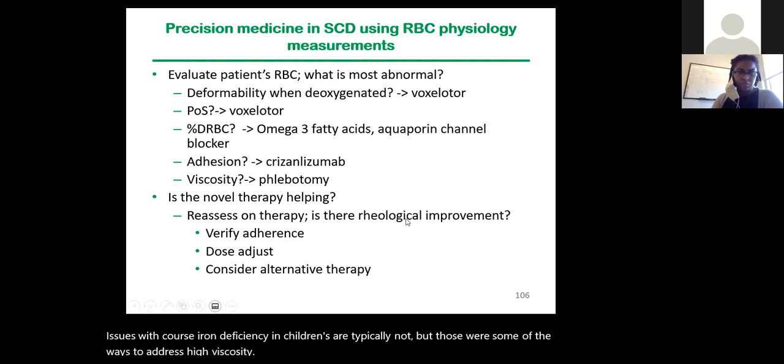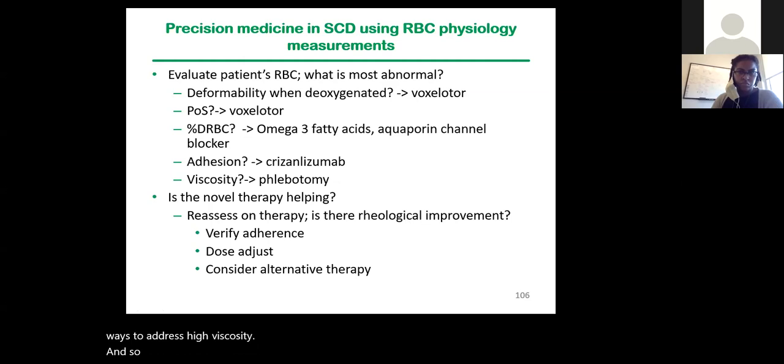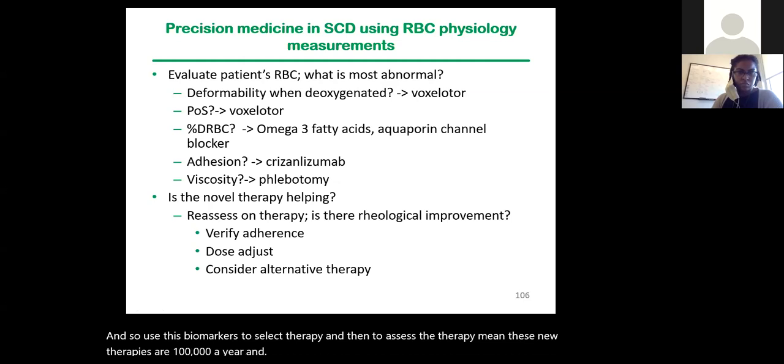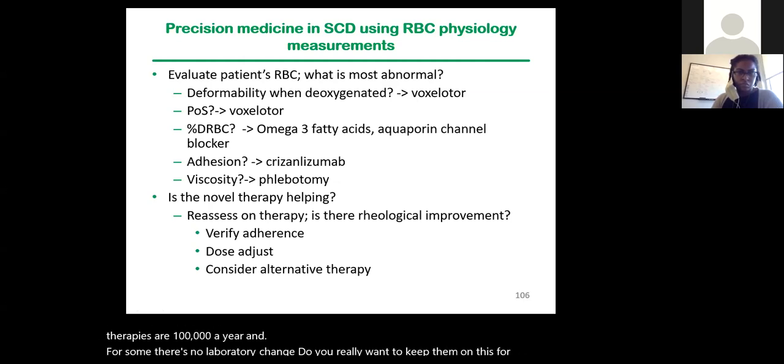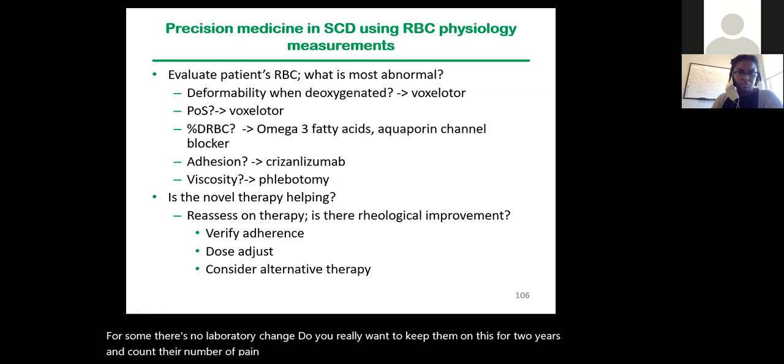And so use these biomarkers to select therapy and then to assess the therapy. I mean, these new therapies are 100,000 a year, and for some, there's no laboratory change. Do you really want to keep them on this for 2 years and count their number of pain crises? Or is there a way to see whether we've addressed that rheologic abnormality in the lab?